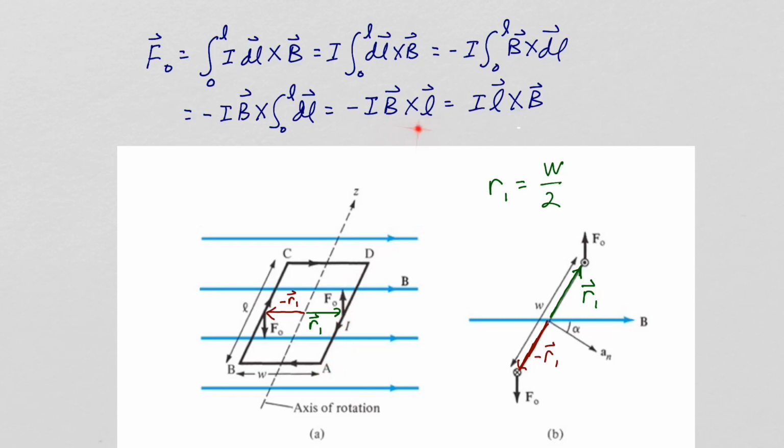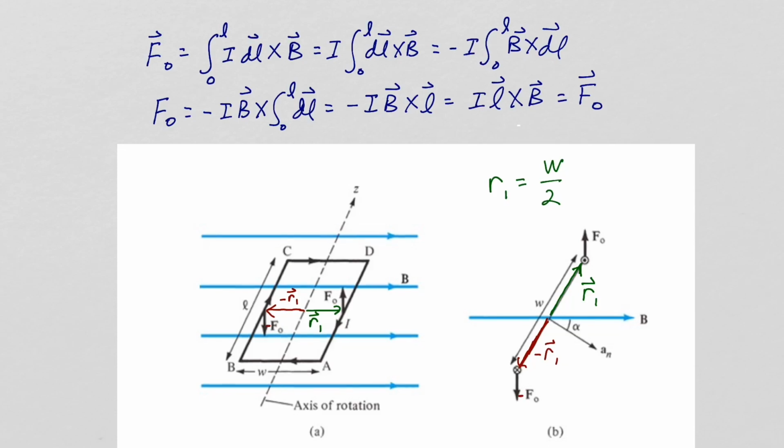Finally, let's switch the order of the cross product, so we'll end up with I L cross B as the force on the line segment from D to A. And the force on the line segment from C to B will have the same magnitude, but will be in the opposite direction. So let me add a minus sign here to indicate that.